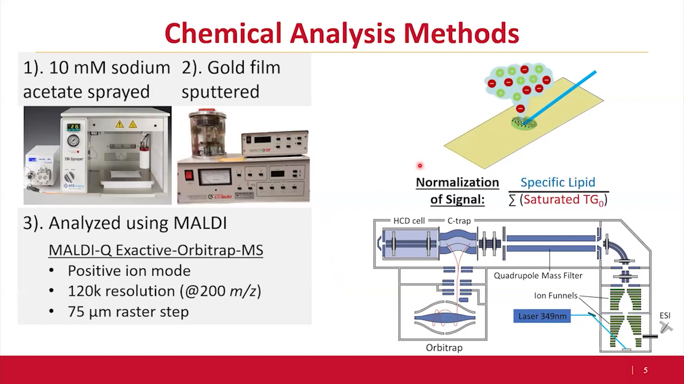And the signals that we get, we take and normalize to our sum saturated. So the specific lipids would be TG 48:1 or wax ester 36:1. And that's divided by the sum saturated TG region. And that's because sometimes people will have different quantities of lipids on their finger at the same time. And it's really nice to be able to normalize to something within their fingerprint already. And that accounts for different variation of deposition.